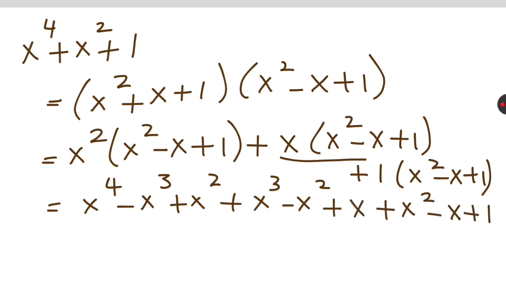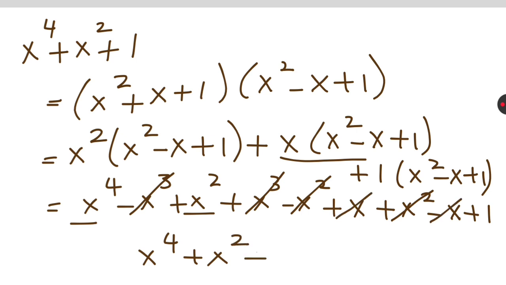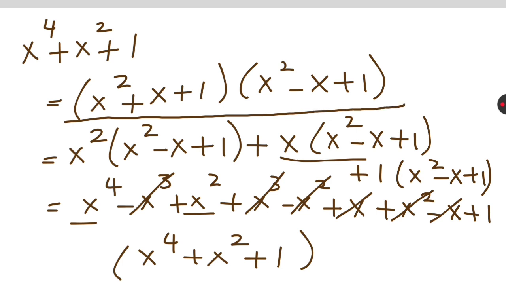Here minus x^3 and plus x^3 get cancelled. Minus x^2 and plus x^2 get cancelled. So I am left with x^4 + x^2, and plus x minus x gets cancelled, so I am left with only 1. So x^4 + x^2 + 1. The factors are (x^2 + x + 1) and (x^2 - x + 1).